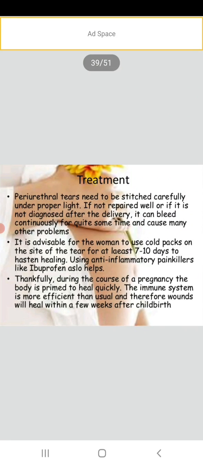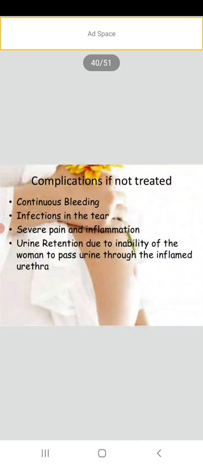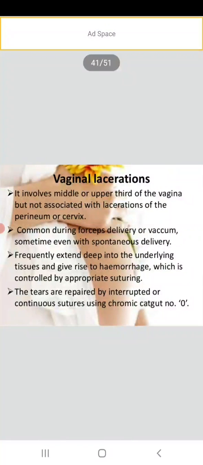During the course of pregnancy, the body is primed to heal quickly. The immune system is more efficient. Usually, therefore, the tears heal a few weeks after childbirth. Complications if not treated: continuous bleeding, infections in the tears, severe pain and inflammation, and urine retention due to inability of the woman to pass urine through the inflamed urethra.